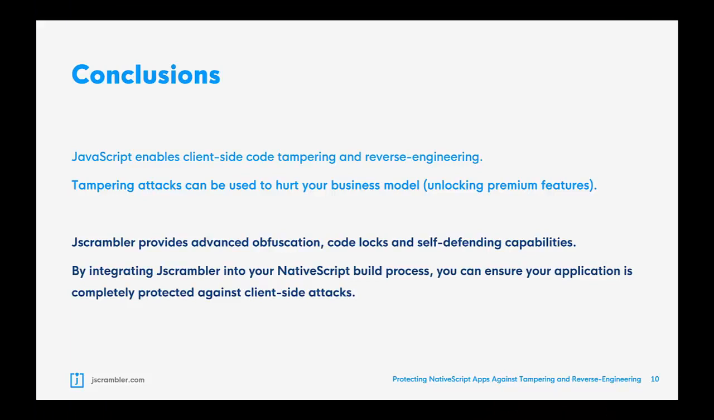So as you saw, it's very easy to modify the JavaScript of a NativeScript application. In the case of this attack, we unlocked premium features, which would hurt sales and ultimately the company, of course. But other attacks could steal your code, your IP, or could change the behavior of the application, or even steal sensitive data from the user. So JScrambler provides sophisticated JavaScript protection features, quite easy to integrate into your NativeScript build process. So basically there's no reason why you shouldn't start protecting your code.